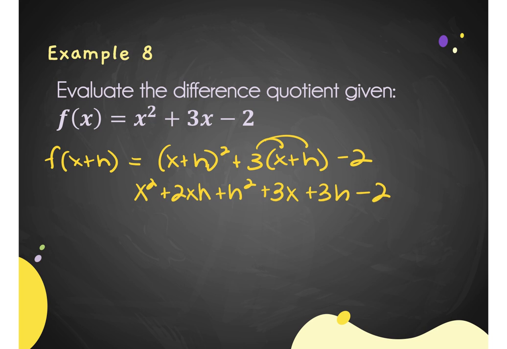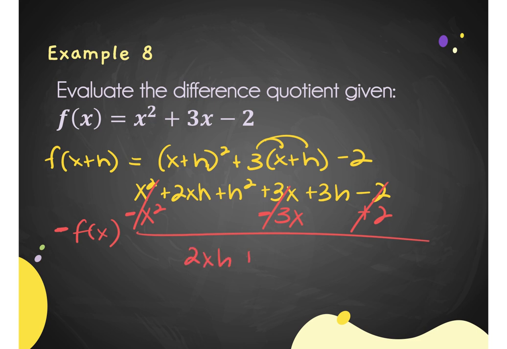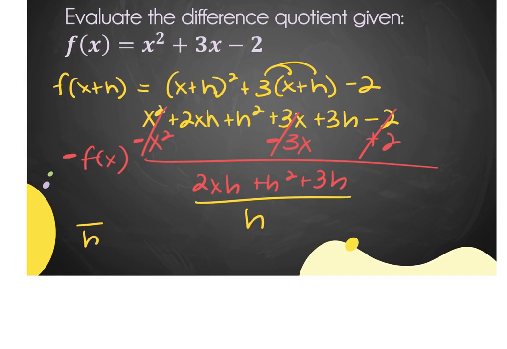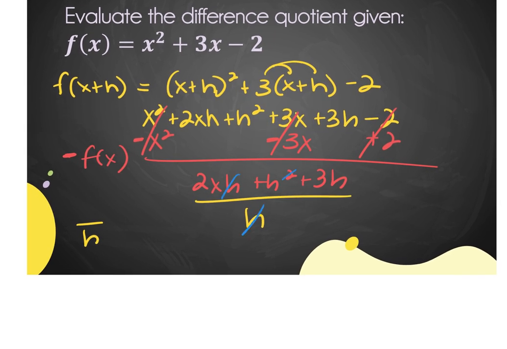Then I'm going to do the f of x, subtract the f of x. So minus x squared minus 3x plus 2. Cancels, cancels, cancels. And I get 2xh plus h squared plus 3h. And then the last thing I'm going to do is divide by h. So h cancels from all three spots, and I get 2x plus h plus 3.